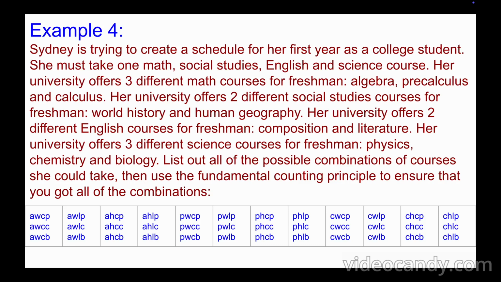Okay, and then of course we can verify this answer with the fundamental counting principle. So 3 times 2 times 2 times 3 is 36, and if you count up, we have 12 boxes here, each with 3 different combinations here. And so 3 times 12 is 36. Okay, let me know if you have any questions.